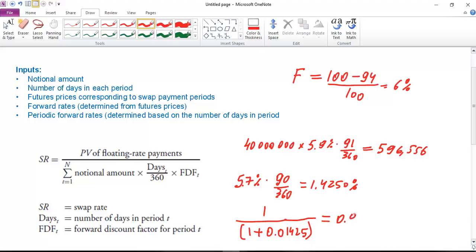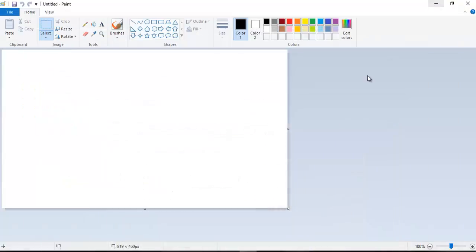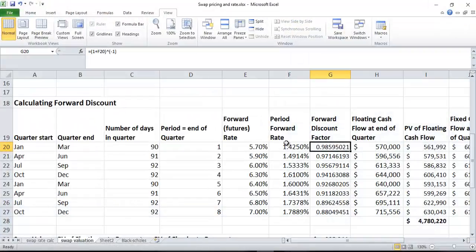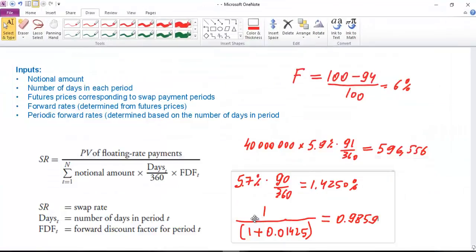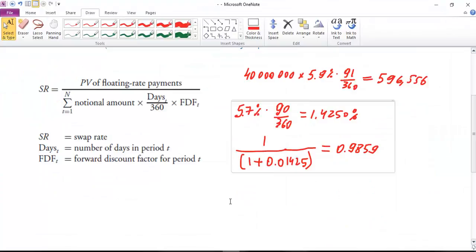So it's going to be 0.9859. That's how you get all of the discount factors. When you calculate the next one, you use the previous one multiplied by 1 plus the rate raised to the negative power. So when I'm calculating the next period's forward discount factor, I'm using the forward discount rule. If you remember, we can actually value a bond using forward rates. We're using the same principle here.